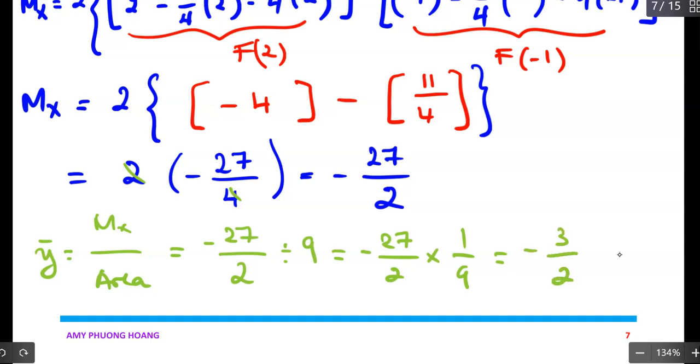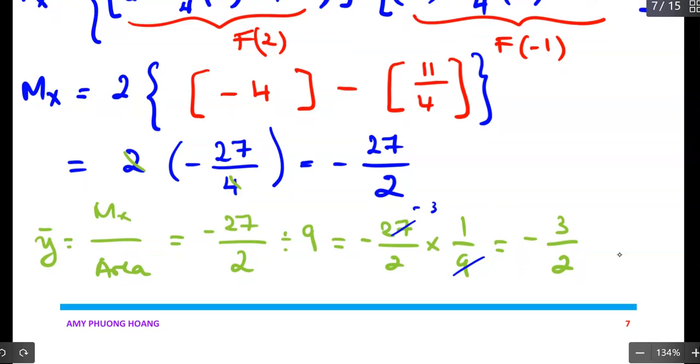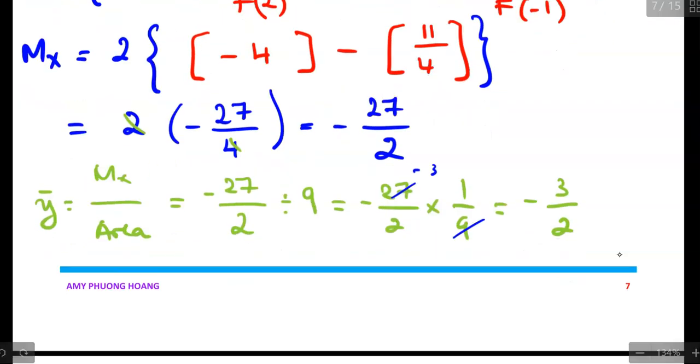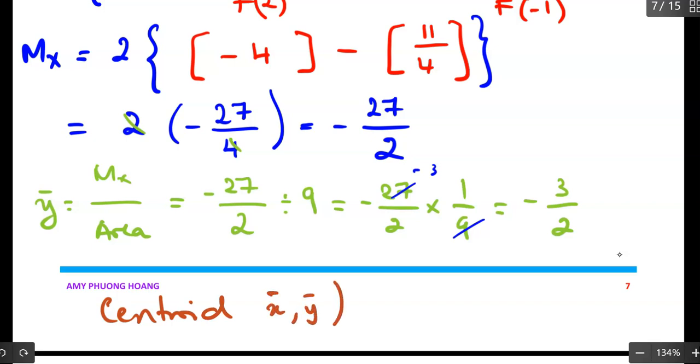Because that and that should give me negative 3. All right. Okay. So don't forget another conclusion here. The centroid x bar, y bar is equal to 1/2 and -3/2.